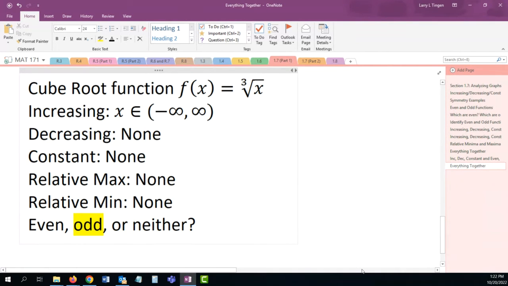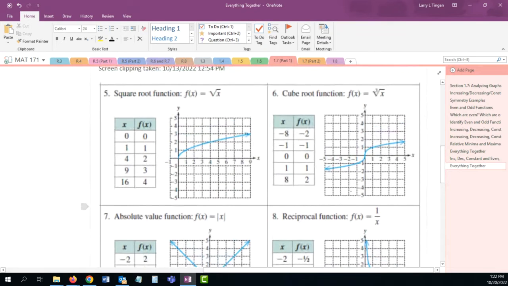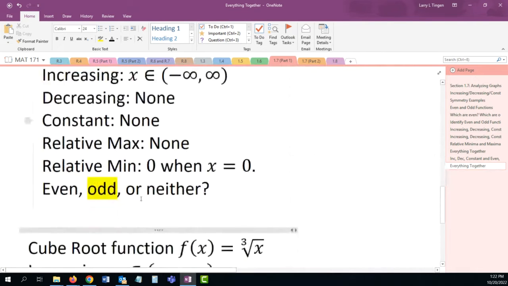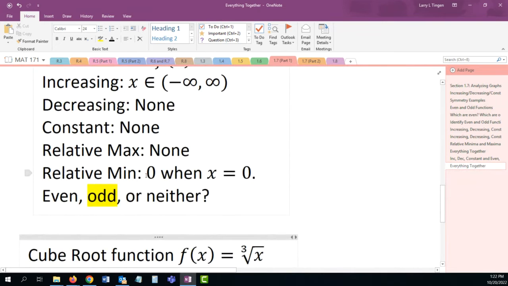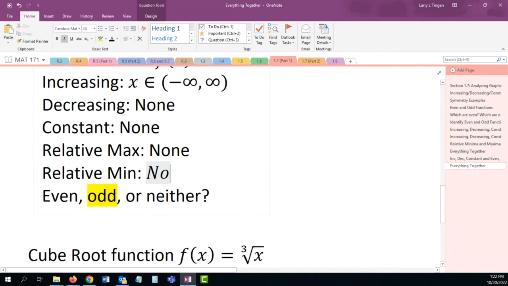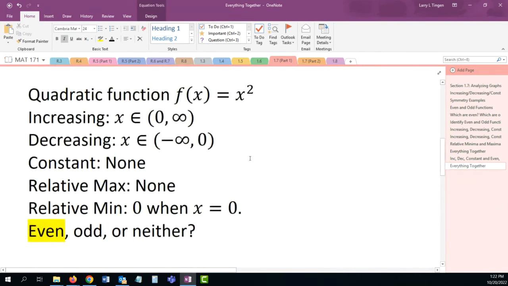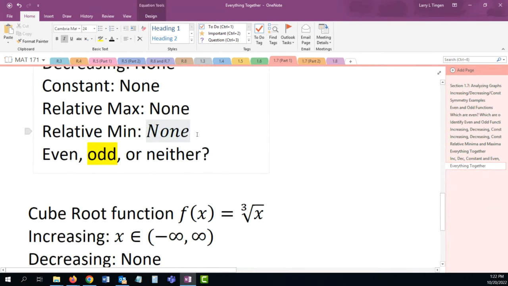How about its symmetry? It's not symmetric about the y-axis, so it's not even, but it is symmetric about the origin, so that means it's odd. Yep, exactly, so that one's odd too. We said this was none. I think I typed over the wrong one. Yep, that's right.